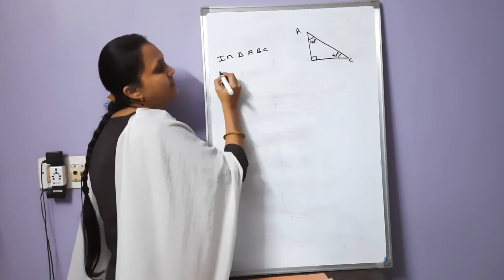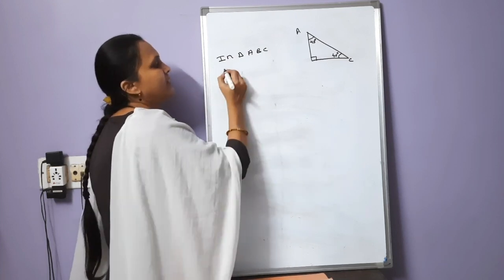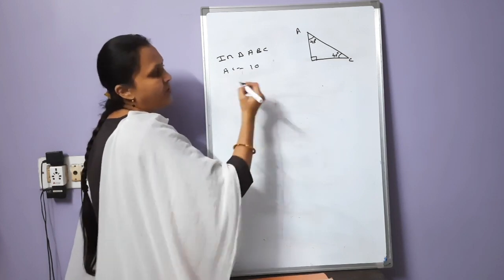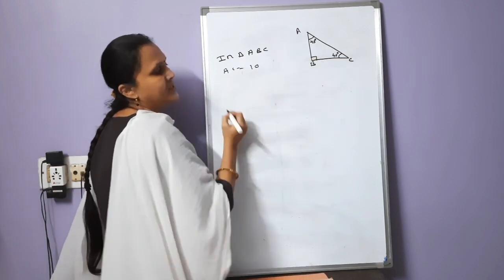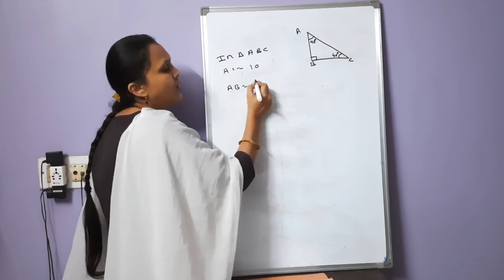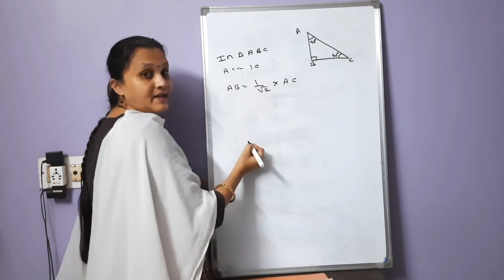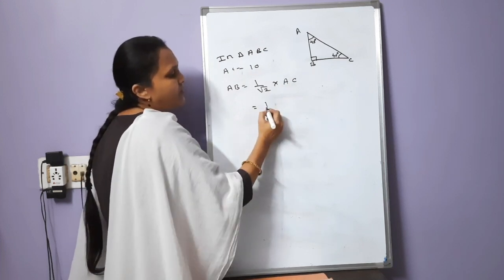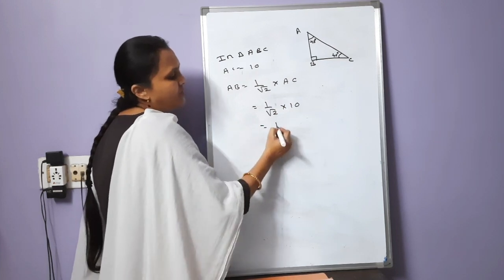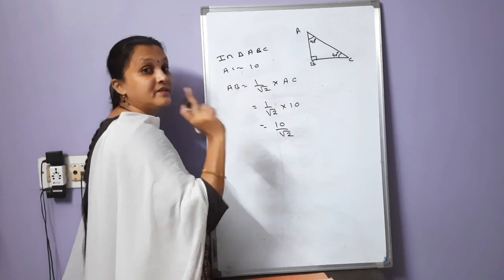In triangle ABC, angle A equals 45 degrees, angle C equals 45 degrees, and AC equals 10. Then find out the measurement of AB. So how to find it? AB equals 1 by root 2 times its hypotenuse, that is AC. So what is the measurement of AC? 1 by root 2 times 10. So here you will get 10 by root 2. Now you have to rationalize the denominator.